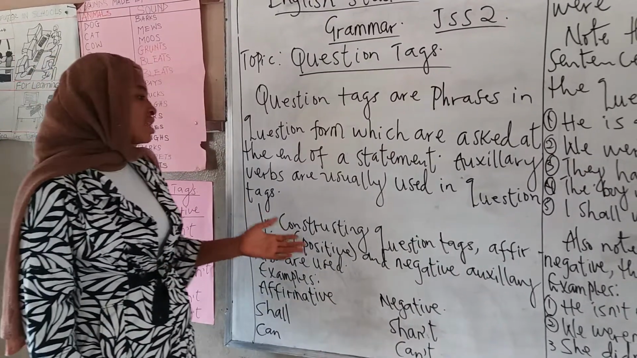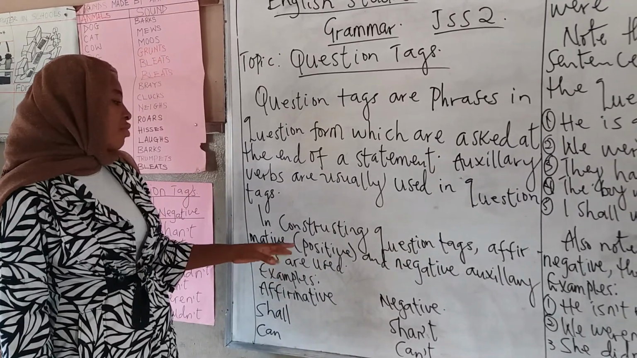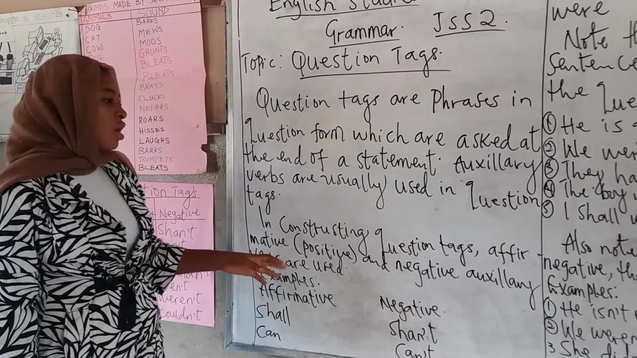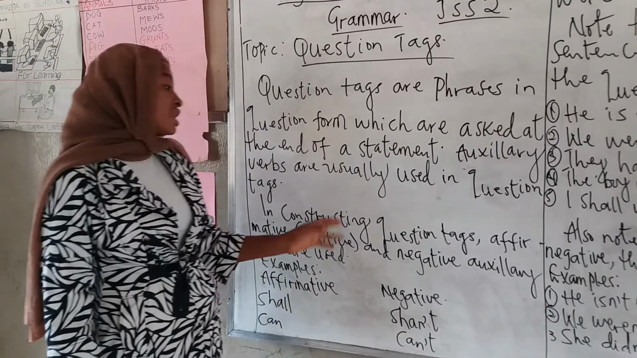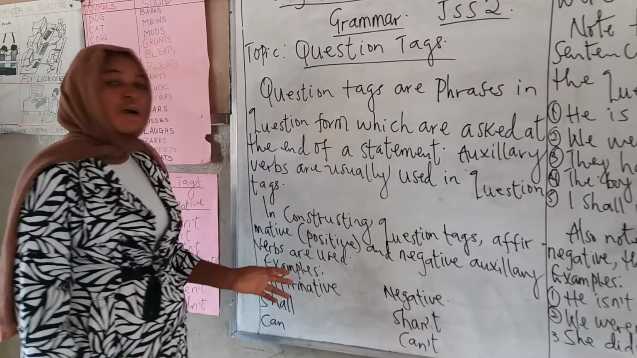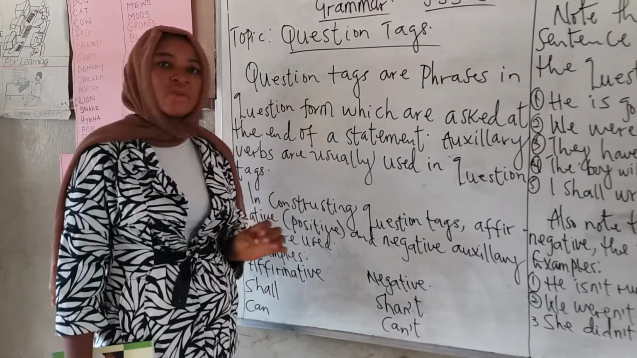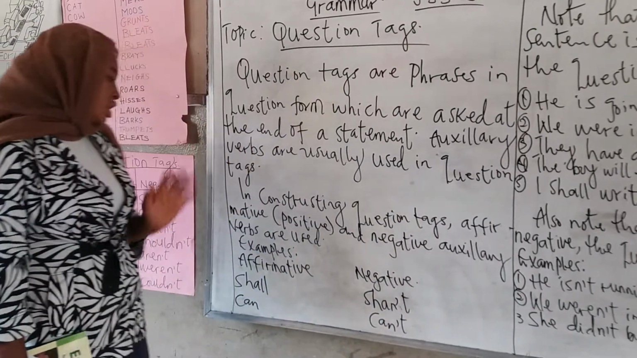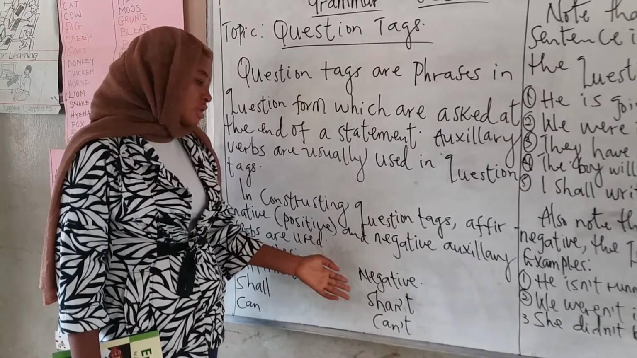Now, in constructing question tags, affirmative, in brackets positive. The word affirmative means positive. In constructing question tags, affirmative and negative auxiliary verbs are used. Is that clear? Now we have examples under affirmative and also under negative.